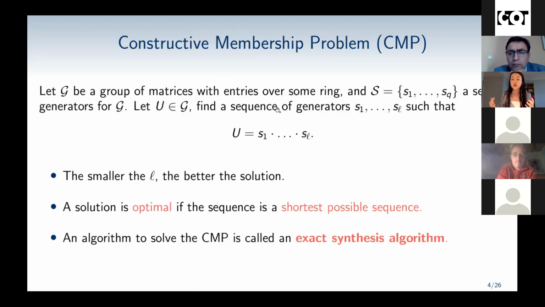Now, if you give me an arbitrary group element, how can I find the exact representation of this element over this generating set? And here, the dot product just means matrix multiplication, and the L here registers the length of the decomposition. And you can see that the smaller the L, the shorter the decomposition and the better the solution. And we consider a solution to be optimal when the sequence gives us a shortest possible sequence. And note that the optimal solution may not be unique, so we can have multiple variations of it. And in quantum computation, the exact synthesis algorithm provides a solution to the constructive membership problem.